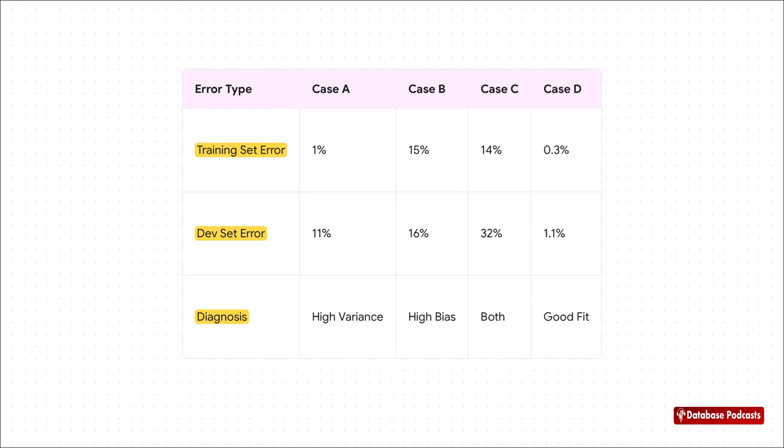Now look at case B. It's doing terribly everywhere. It can't even get the training data right. Case C is just a total mess. Bad on both. But case D, that's the sweet spot. Super low error on both the training and the dev sets. That's a healthy, well-behaved model.